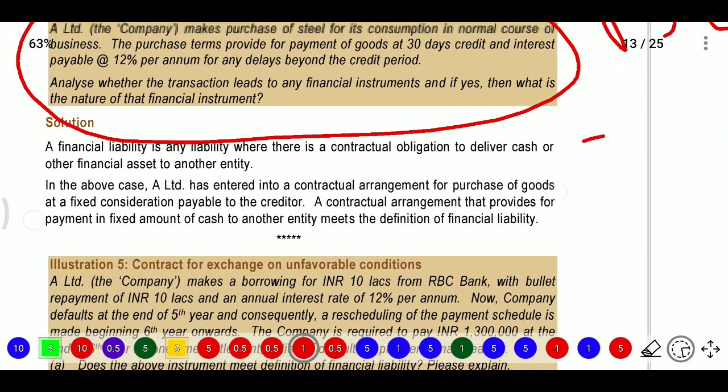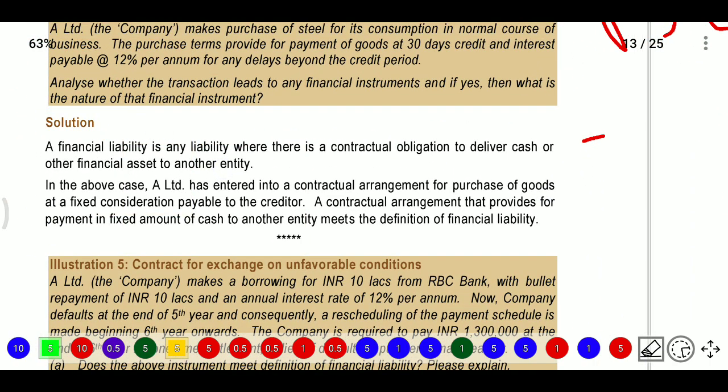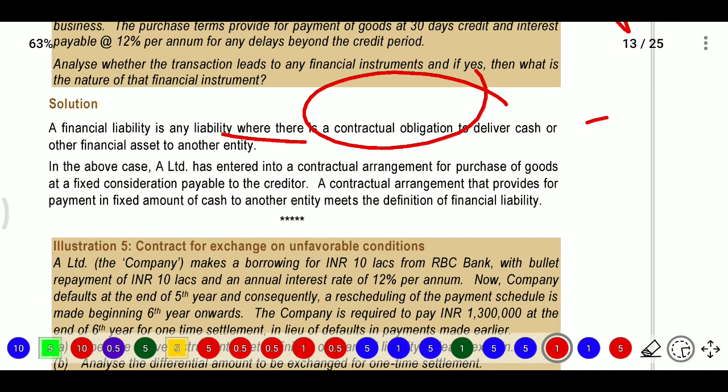And financial liability means any liability where there is a contractual obligation to deliver cash or other financial asset to another entity, then it will become a financial liability. And here A has entered into one contractual agreement. So a contract means there is an agreement between two persons. It may be enforceable as per law, and it may be in writing or in any form. It is known as a financial contract.